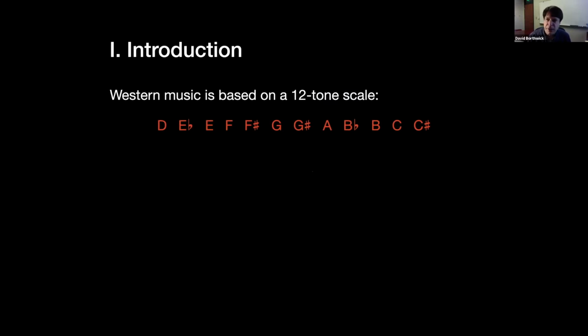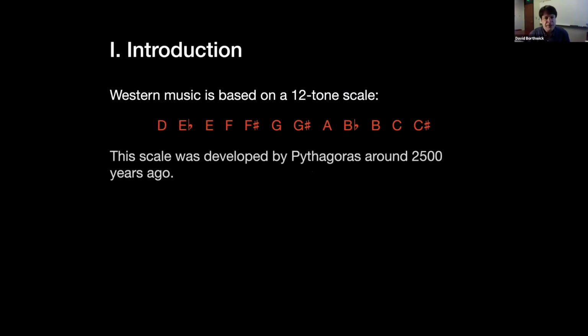So those are the 12 consecutive keys on a piano, white and black, that you play if you go up a single octave. So that scale was actually introduced by Pythagoras about 2,500 years ago. And one of the questions I want to get to by the end of this lecture is why 12 notes? Why that number and not some other number?